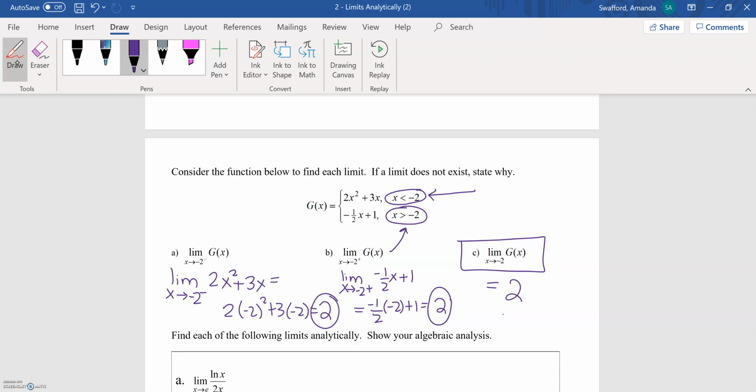Notice in this piecewise function, x is never equal to -2. So in this piecewise function, g of x, g of negative 2 does not exist, but since there's a hole and these two pieces are coming together at the hole, the limit does exist. So anytime you're given a piecewise function, if you're evaluating for the x that splits the pieces, then you should always evaluate both sides and compare.